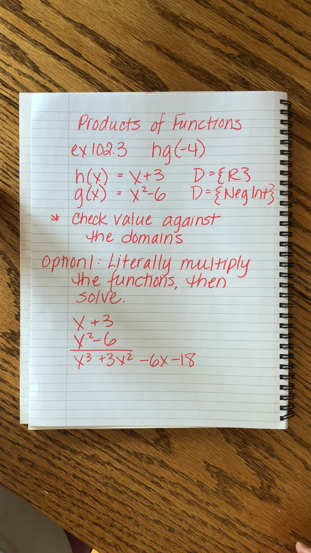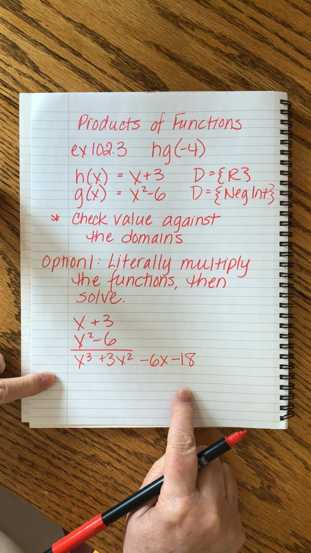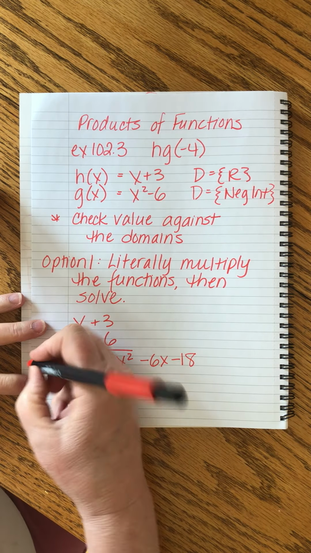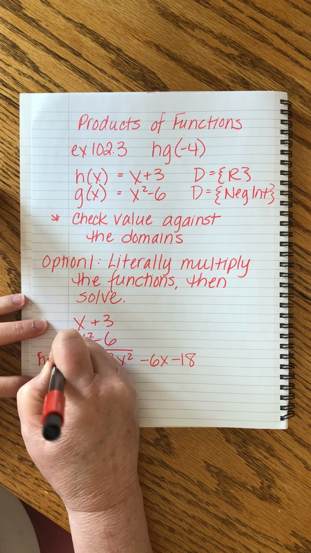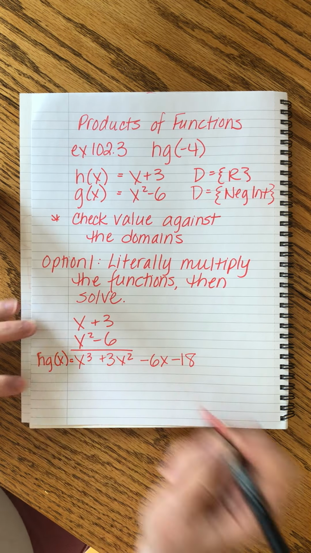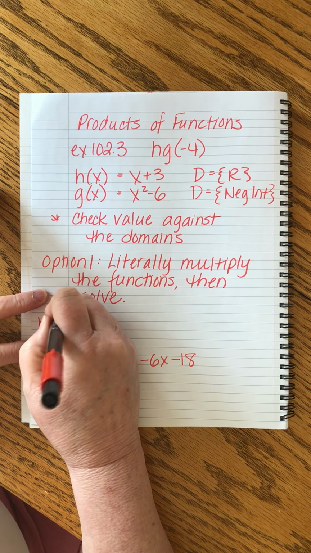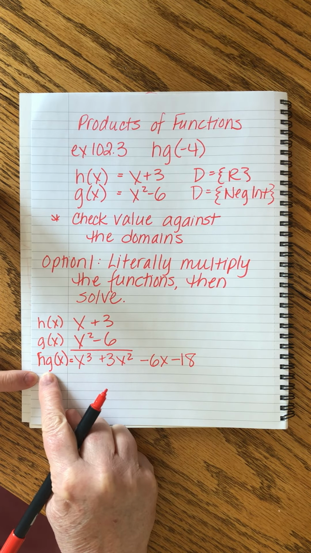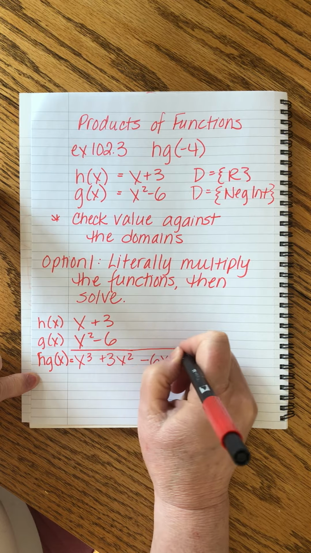I'm just double checking to make sure I did it right: cubed, squared, plain x, yes, okay. We can say this is the h times g of x. I'm not going to recopy it, right? Because this was the h of x, and this was the g of x, and we multiplied them together, so this product is the h times g of x.